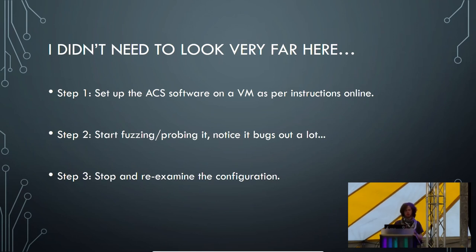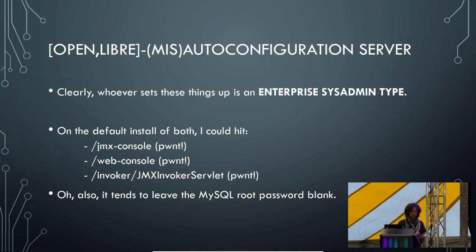So I stopped for a bit and I started reading through the setup docs again. And I found that the configuration for the JBoss server leaves it vulnerable to known exploits in JBoss, known code execution flaws. So I was like, oh, you don't even need a bug in the software when the way the software uses JBoss exposes it to this issue. So yeah, there's like three different ways to own them. You can hit the JMX console, the web console, or the JMX invoker servlet.